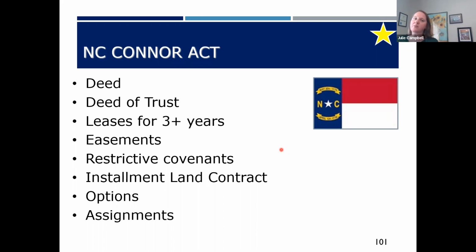Connor says easements need to be recorded, to let everybody know there's an easement. Restrictive covenants from the HOA. Something called an installment land contract and an option, which we will talk about both of those in Unit 10. And then an assignment, when you're assigning your real estate document to another party. Assignments need to be recorded. We'll talk more about that later as well. So just a list of various documents that Connor requires to be recorded.